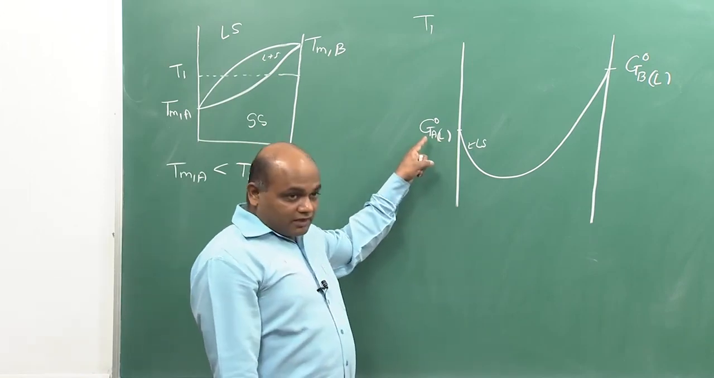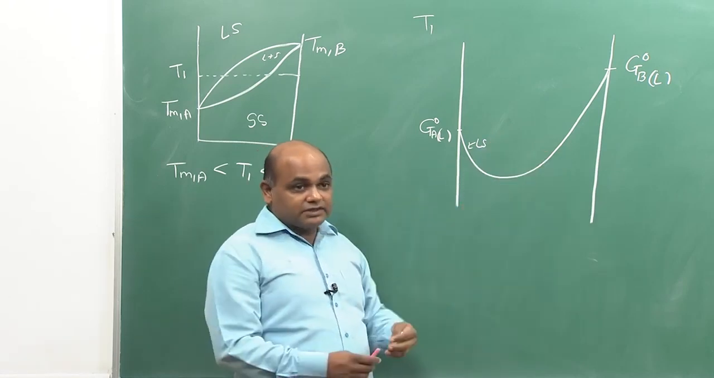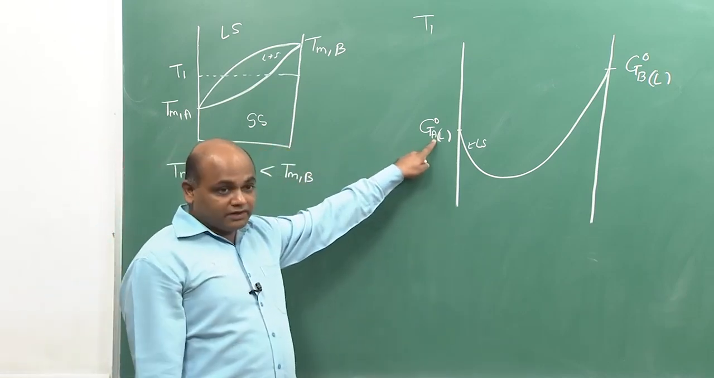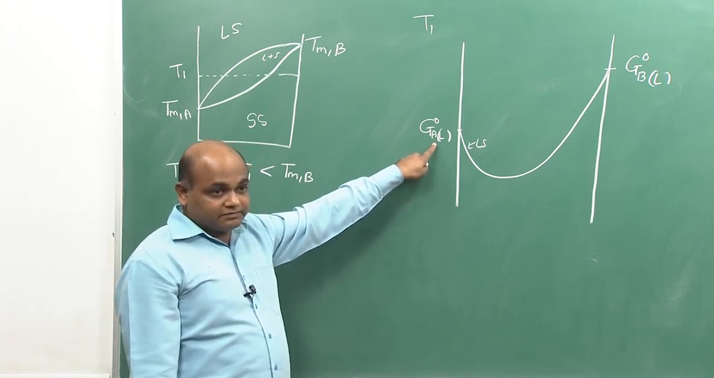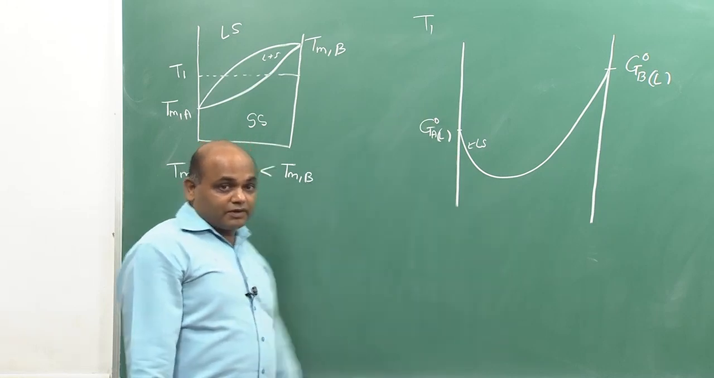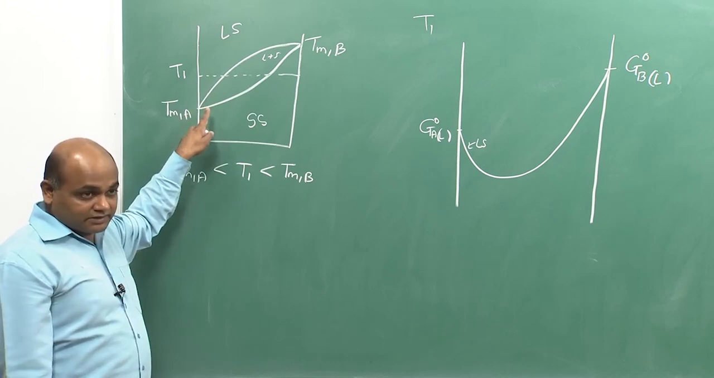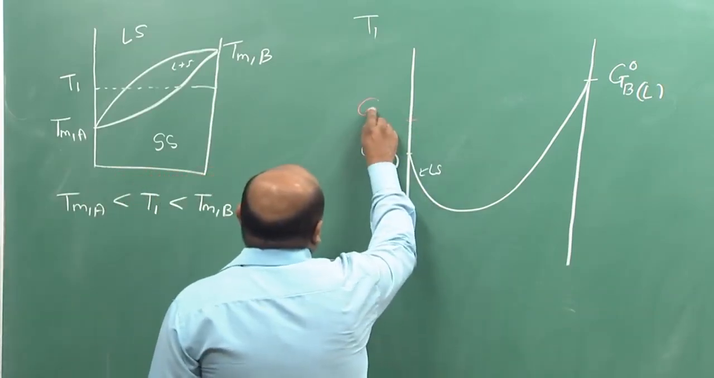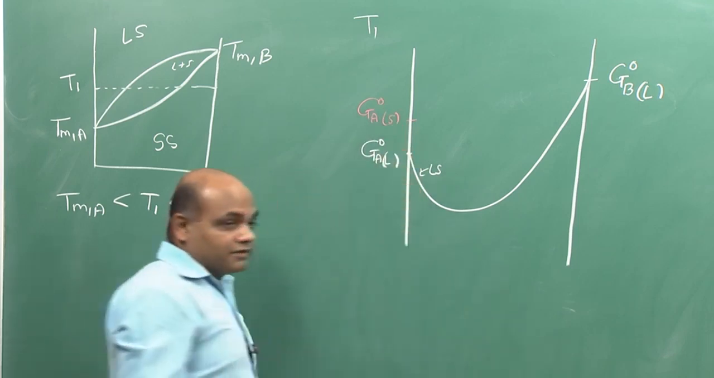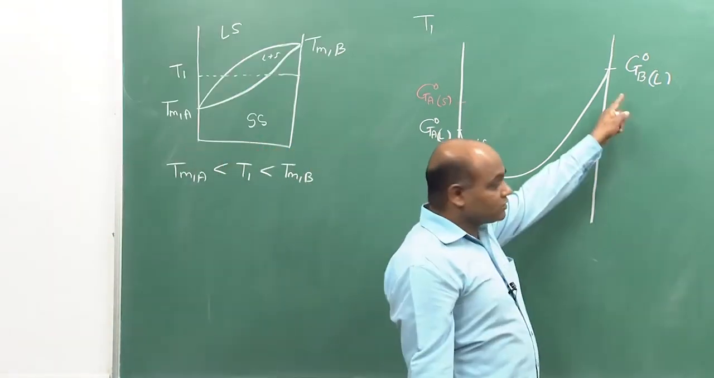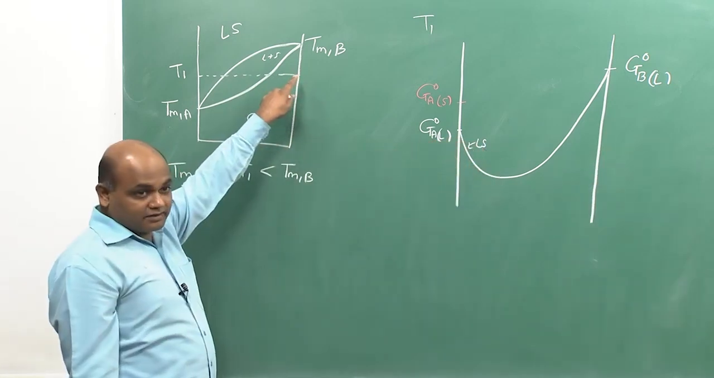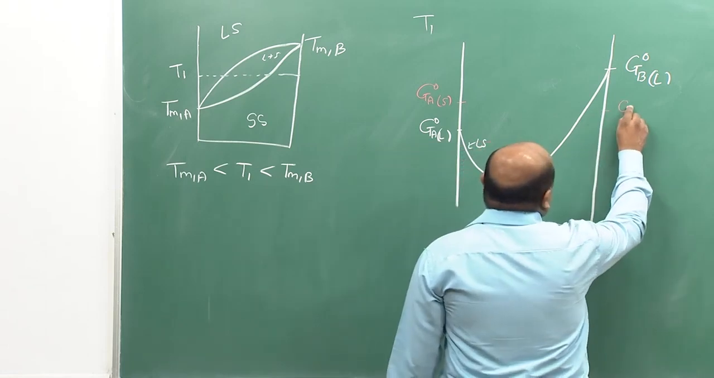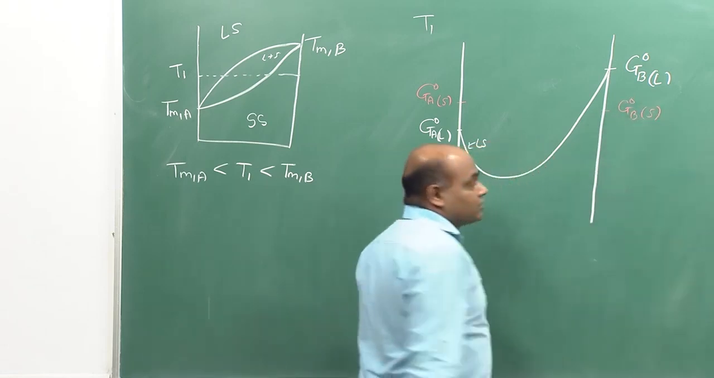We do the same procedure for the solid solution. We first take A in solid form, then B in solid form, and then mix the two, and find out what the change in Gibbs free energy is. Now, G_A^0 solid, where would it lie relative to G_A^0 liquid? It will be above, because at T1 liquid A is a stable phase. So, solid A will have higher molar Gibbs free energy than liquid A. So, G_A^0 solid will be greater than G_A^0 liquid. What about G_B^0 solid? T1 is less than T_MB. So, at T1 pure B is stable as solid. So, G_B^0 solid will be lesser than G_B^0 liquid.